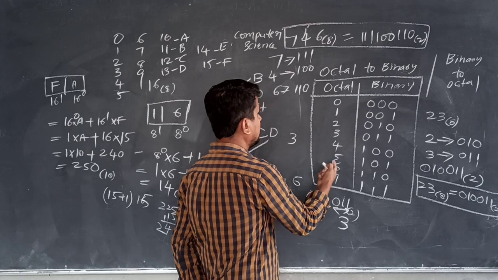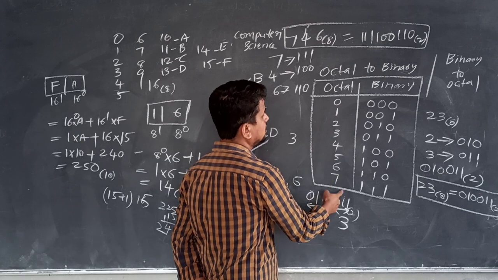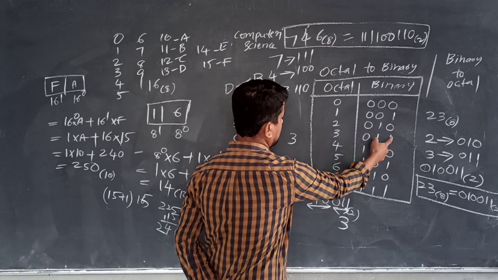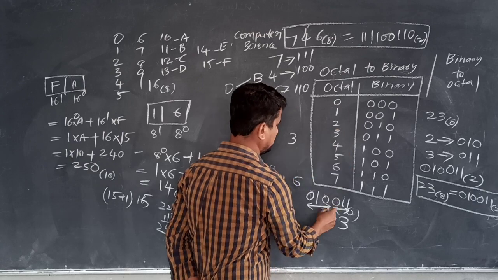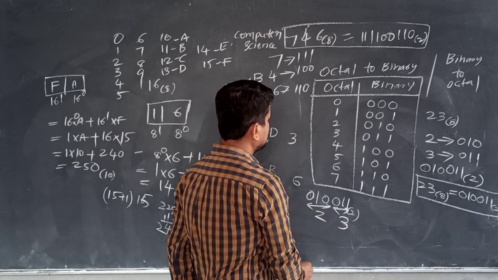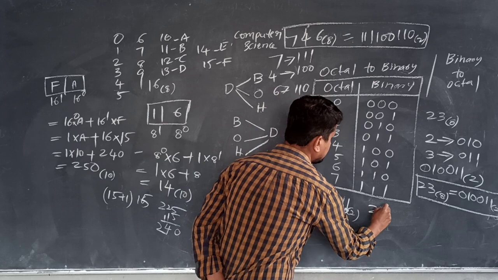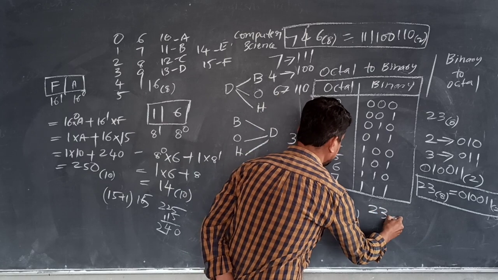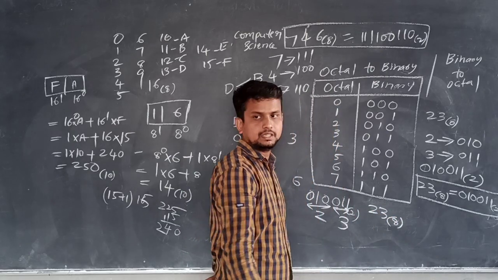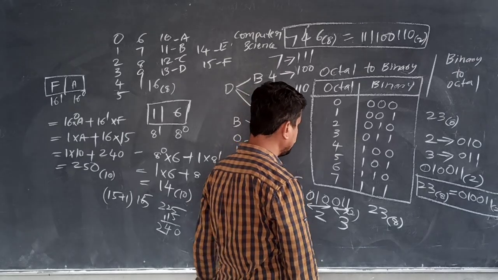And now 010. Where is 010? What is the equivalent octal digit? 2. So 23 base 8. It is the equivalent octal number.